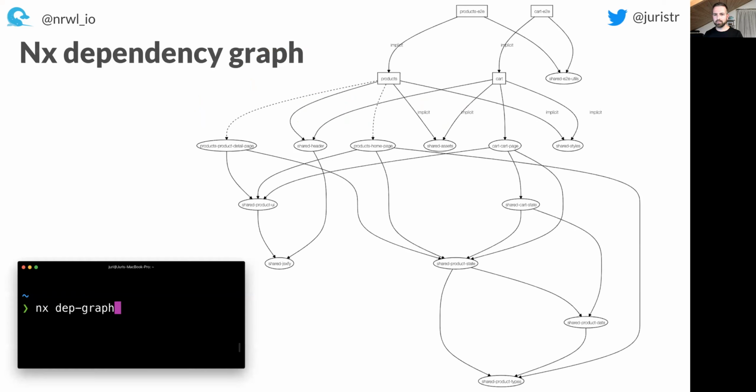So why is that? Well, behind the scenes, NX has the so-called dependency graph. And in that small terminal on the slide, you can see how you can invoke that. You can basically at any point run nx dep-graph, which will visualize this dependency graph, which is the current representation of the relations between your apps and libraries, and even between libraries themselves.